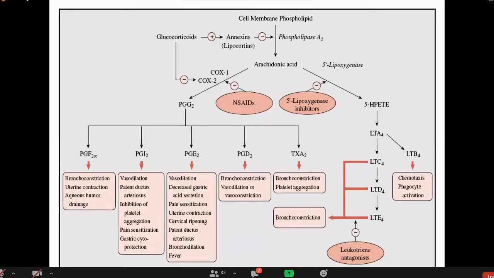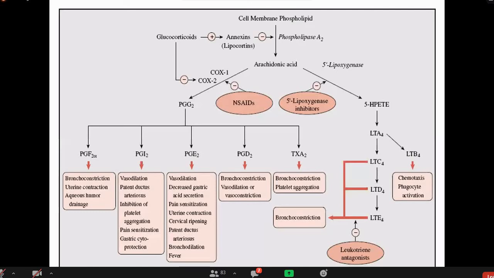So there are some prostaglandins which are also responsible for producing bronchoconstriction. But if we compare which pathway is basically responsible for producing more bronchoconstriction, your answer would be leukotrienes, from the lipoxygenase pathway. So, another very important conceptual point.